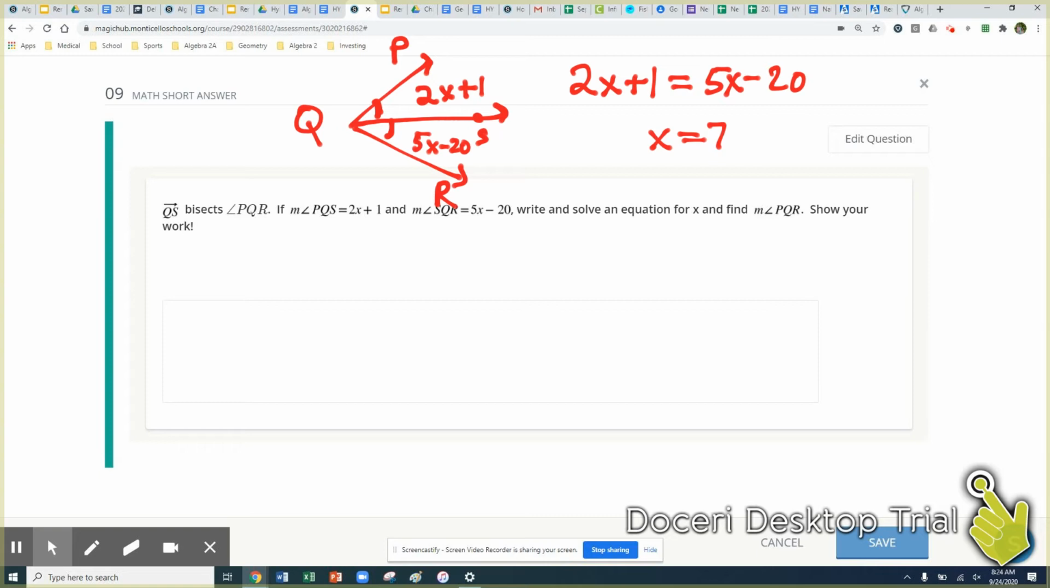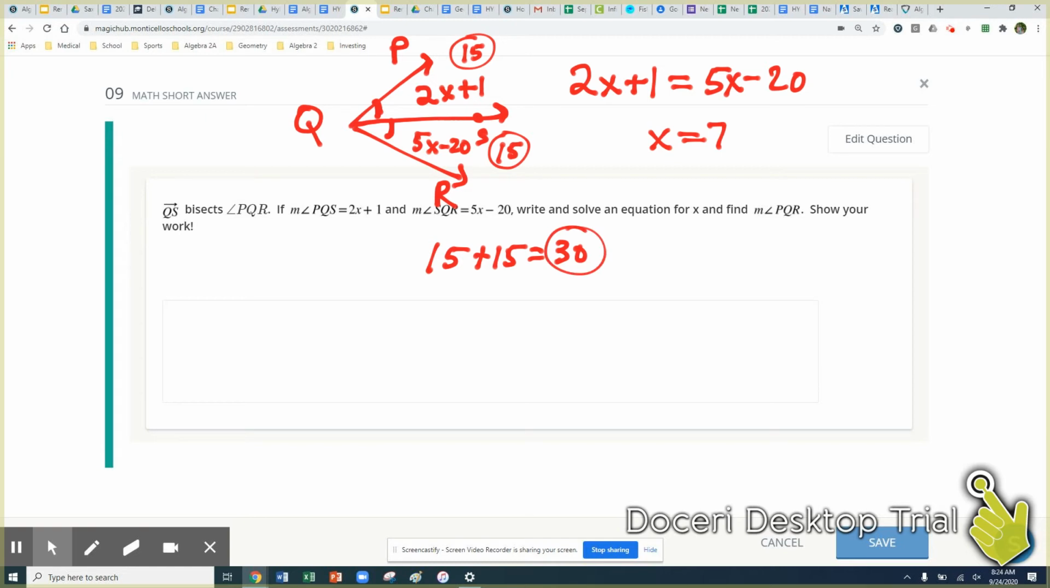Once we know x is 7, now we can start to put those back into the original equation. So 2x plus 1, put a 7 in, that's going to be 15. Down here is going to be 15. So the total, 15 plus 15, is going to equal 30. So that would be my full angle.